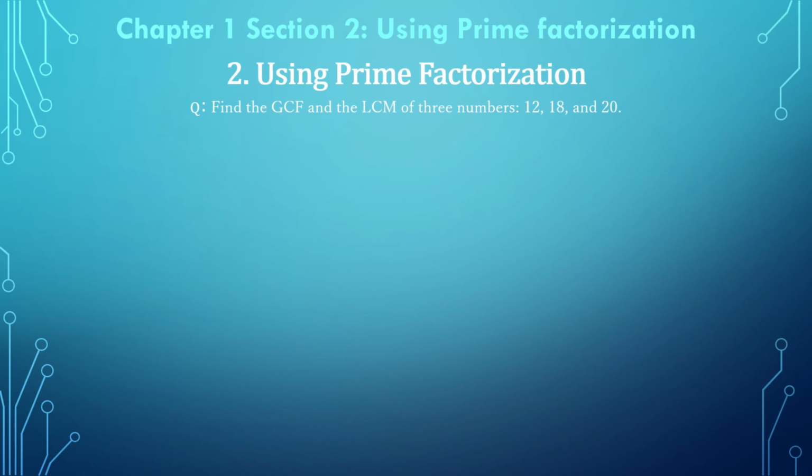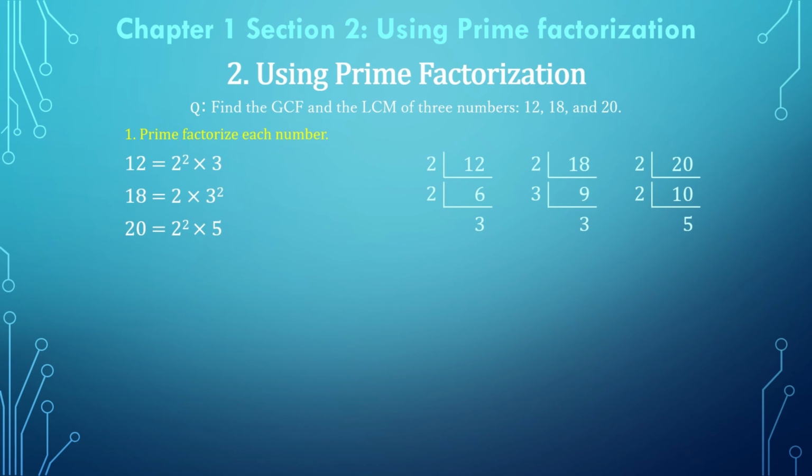Today's final question is this. Find the GCF and the LCM of three numbers, 12, 18, and 20. All you have to do is the same. First you prime factorize each number. Then you find the common factor, which is 2 in this case. You might think it's 4 as you can see 2 squared in the prime factorization of 12 and 20. But it's not common with 18. So, the GCF is 2.